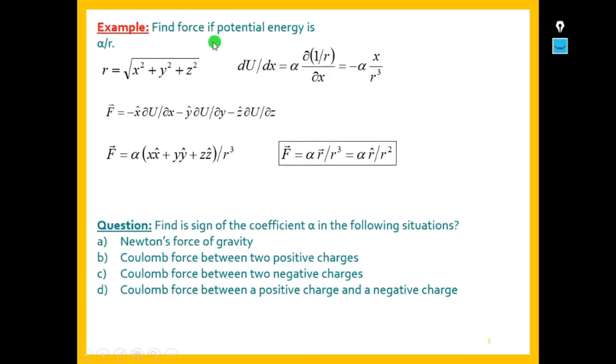Now let us see, find the force if the potential energy is alpha by r. Here the potential energy is given as alpha by r. We have to find out the force. So as we all know, r is nothing but the position vector.